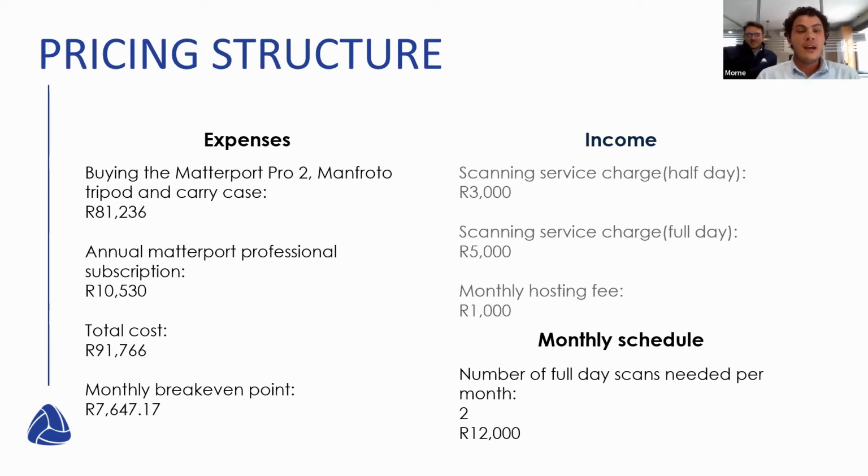So that is why we have the professional subscription. So we're looking at a total, and I'm going to call it 92,000 as the total cost. Now, if we break this down to being able to pay this back over a year, we're looking at about 7,600, let's call it 7,700, in order to break even in paying back our camera within a year.